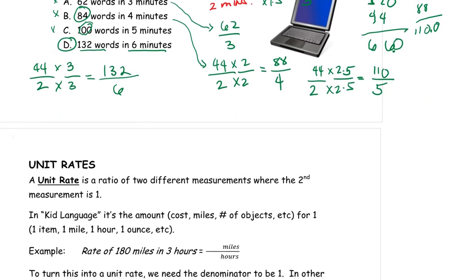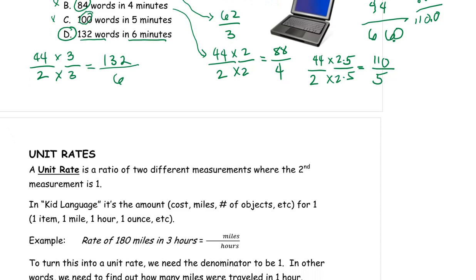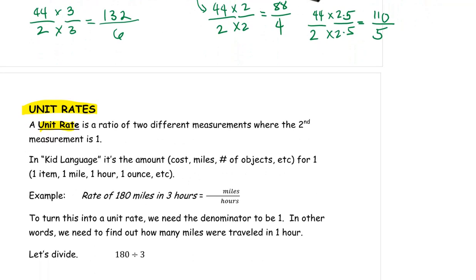So now we proceed to unit rates. So what are unit rates? A unit rate is a ratio of two different measurements where the second measurement is 1. So same, however, the distinction there is that the second is 1.